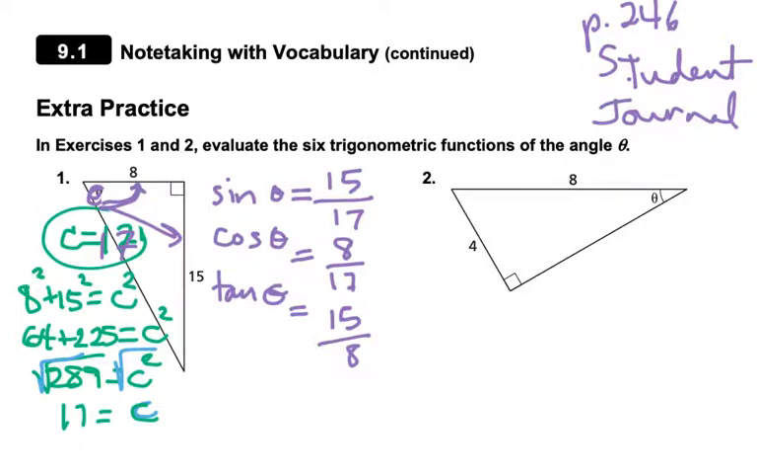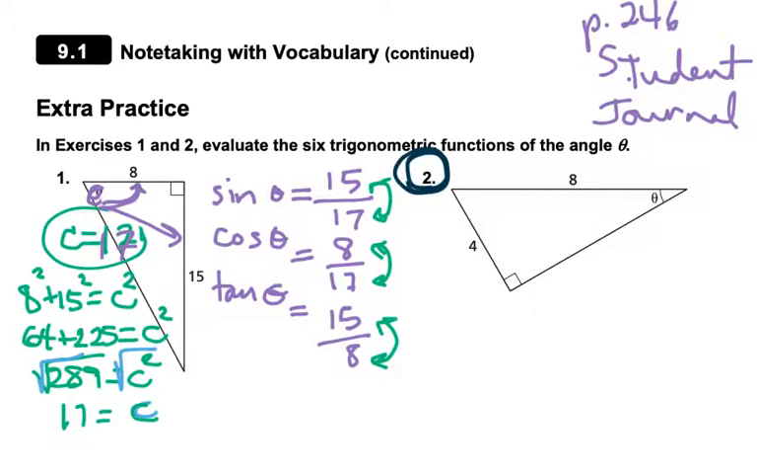Of course, the other three, you're going to write cosecant is equal to 17 over 15. Secant is equal to 17 over 8. And cotangent is equal to 8 over 15. I don't have room on my screen to write that, but please put it in your notebook, and we'll move on to the next one.